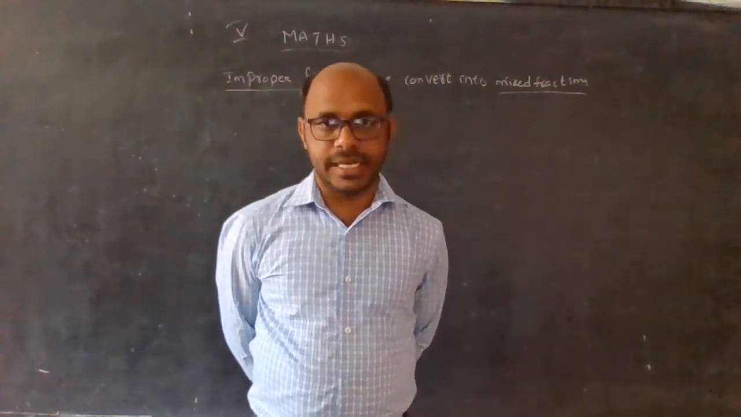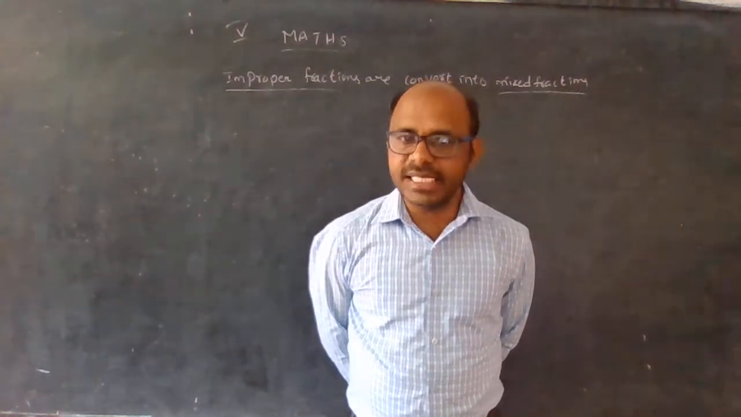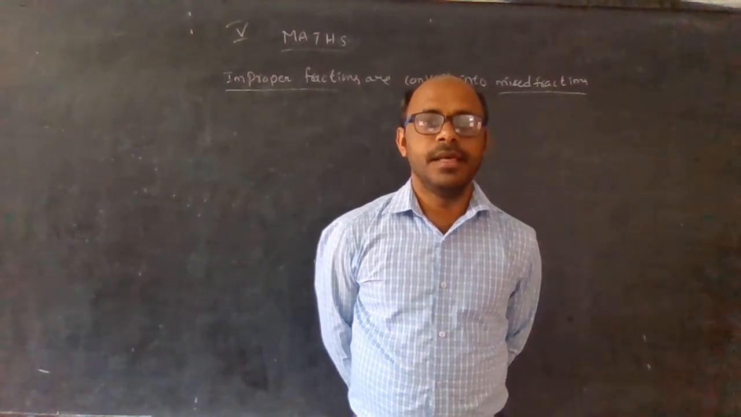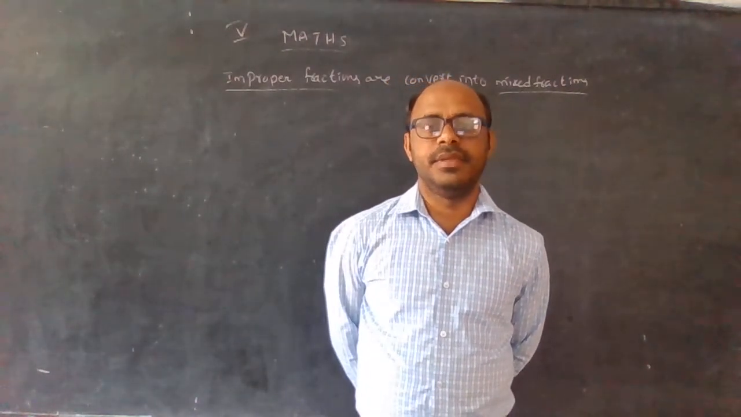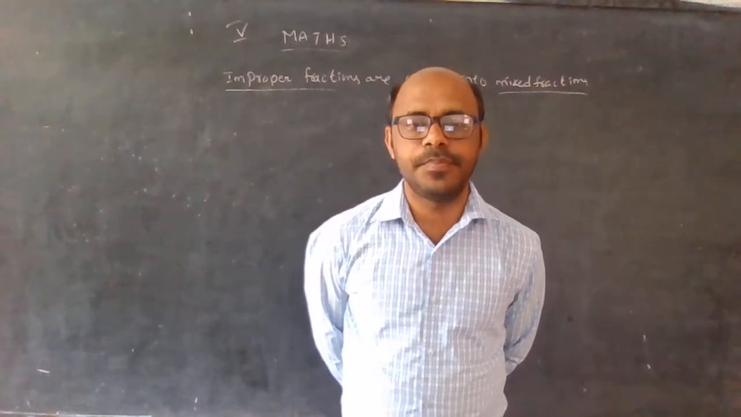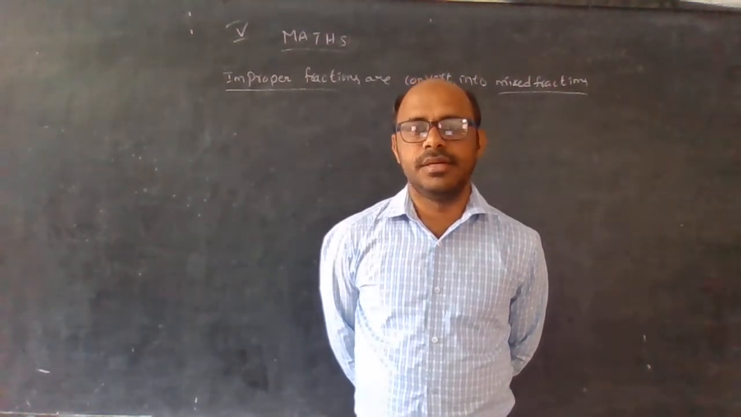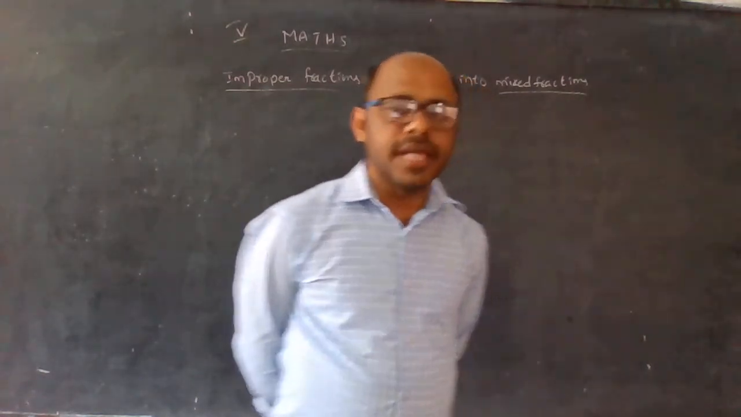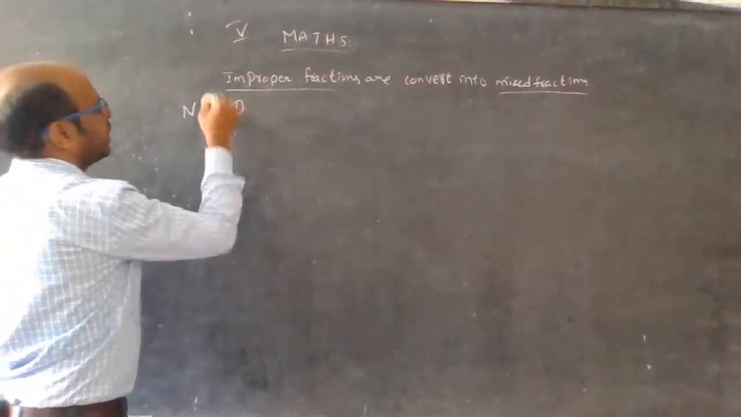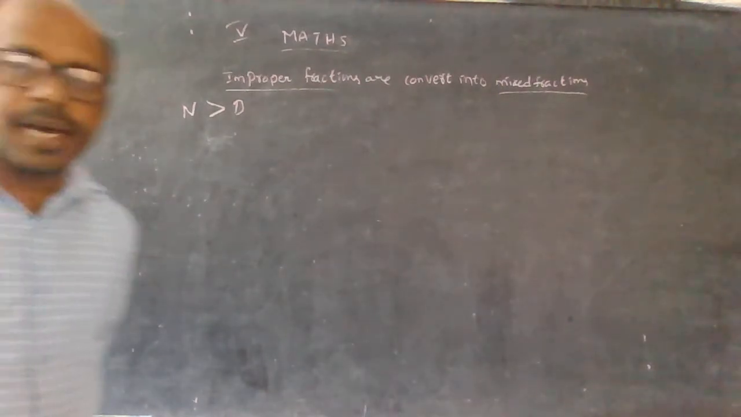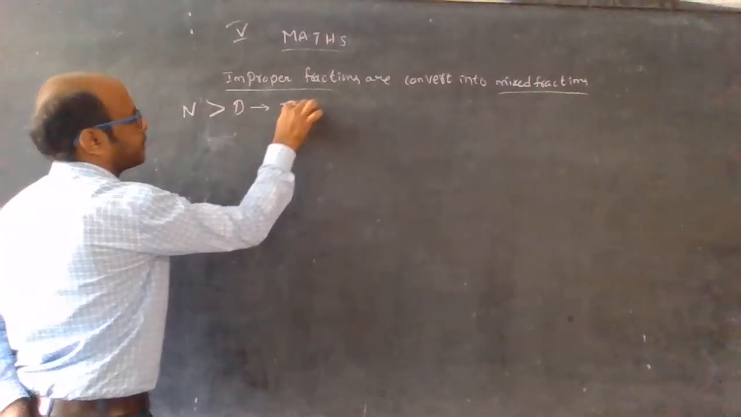First, what is an improper fraction? In a fractional number, if the numerator is bigger than the denominator, those types of fractions we call improper fractions. The numerator should compulsorily be bigger than the denominator. This we call an improper fraction.